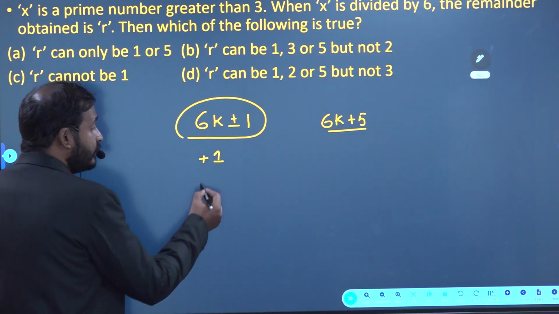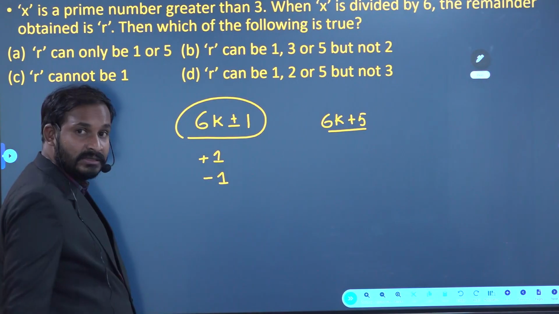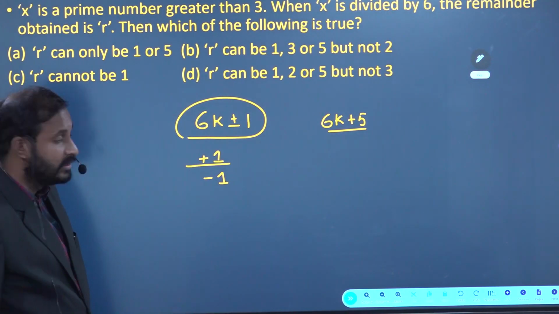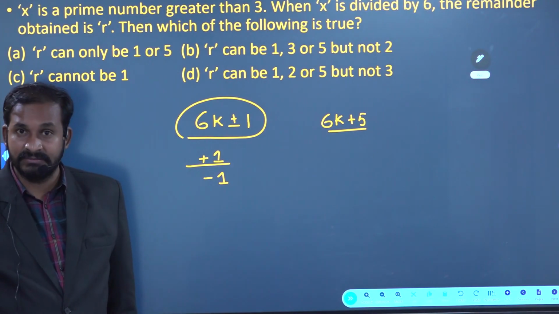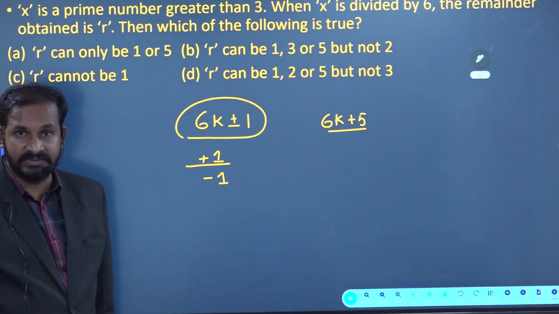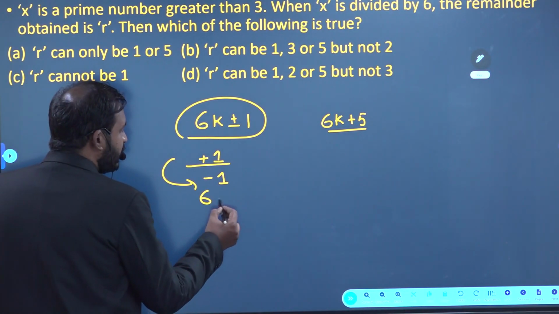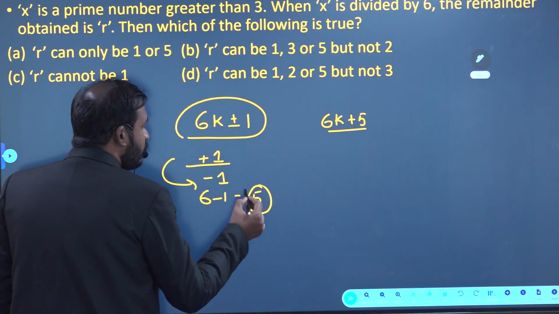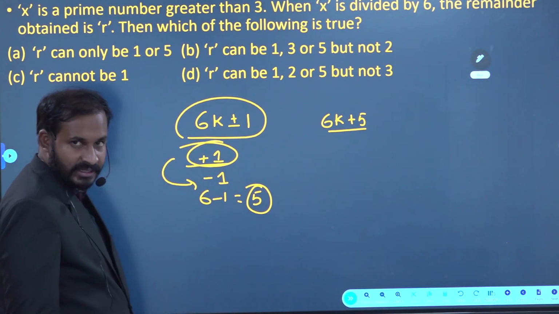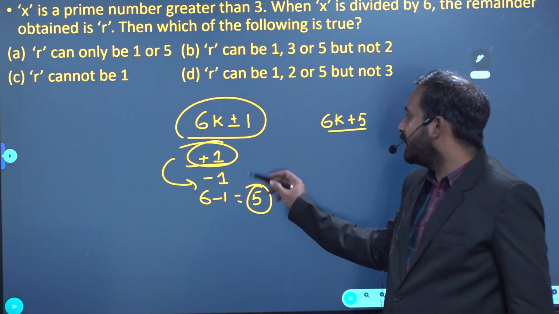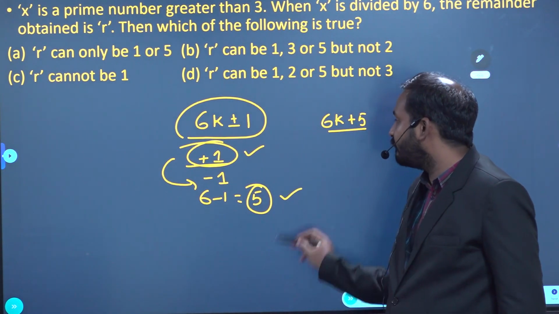We also know that negative remainders are also possible, minus 1. When you get plus 1, it is 1. When you get minus 1, will you write your answer as minus 1? No, you will not write that. So what will you do? 6 minus 1, you will write it as 5. So for all the prime numbers greater than 3, when you divide by 6, what are the possible remainders? We will get either 1 or 5.